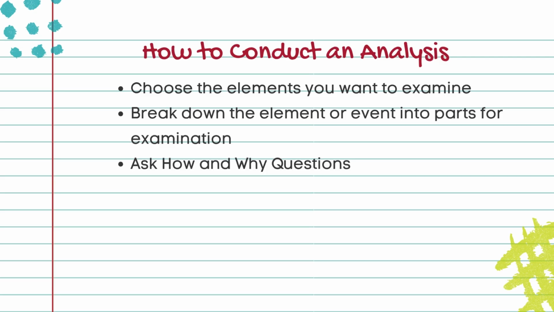Use probing questions to explore the significance of each element, such as how it influences a story, why the author included it, and what deeper meanings or theme it reveals. Number 4, research the information to answer those questions.